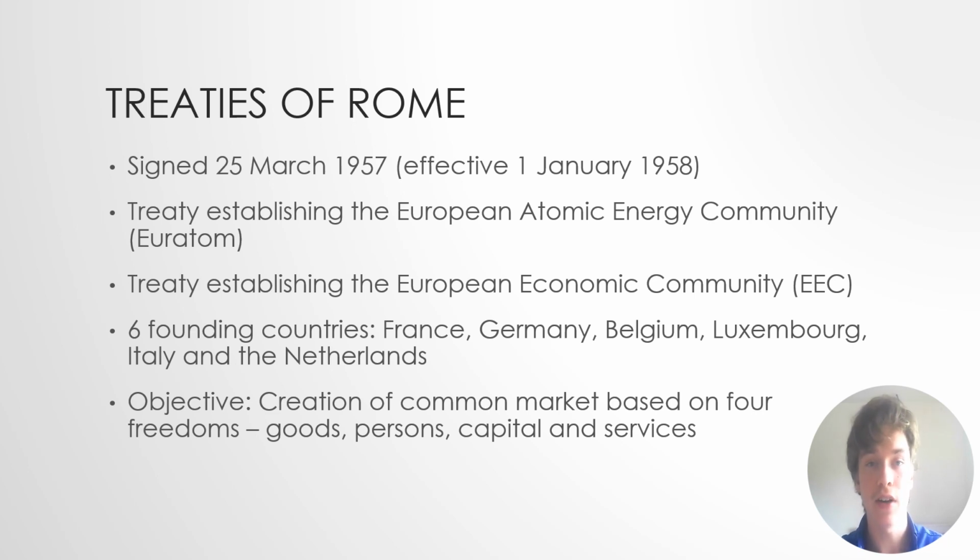The 6 founding countries of this community were France, Germany, Belgium, Luxembourg, Italy and the Netherlands. The objective of this community of nations was the creation of a common market based on 4 freedoms: free movement of persons, goods, capital and services.